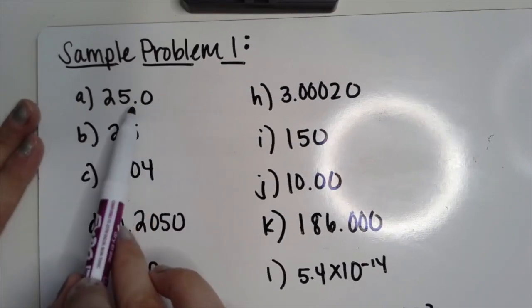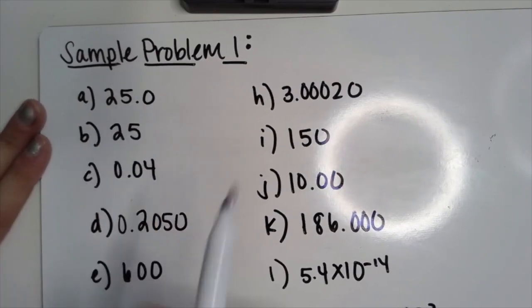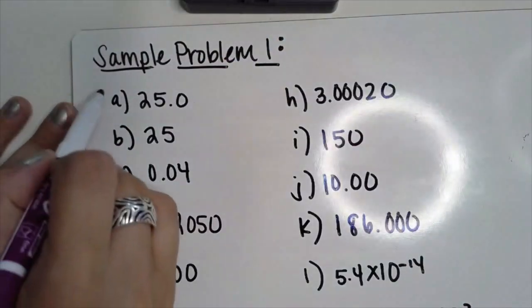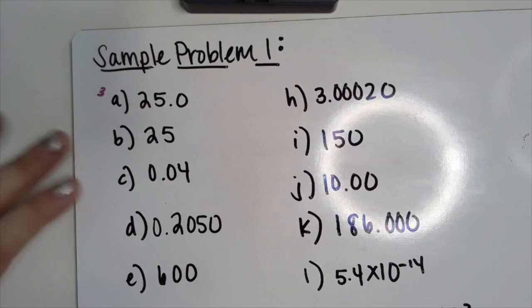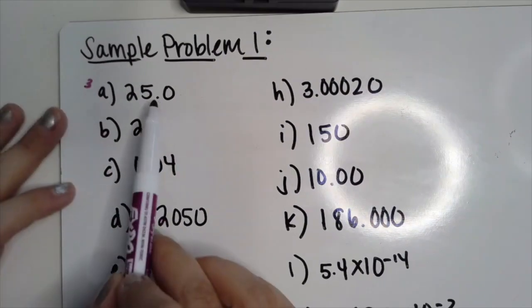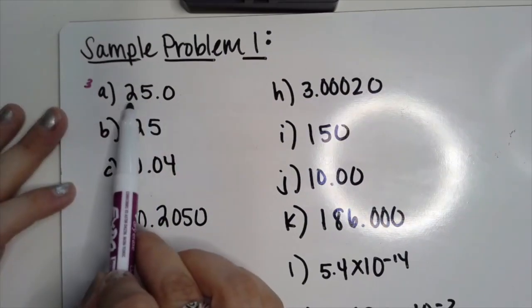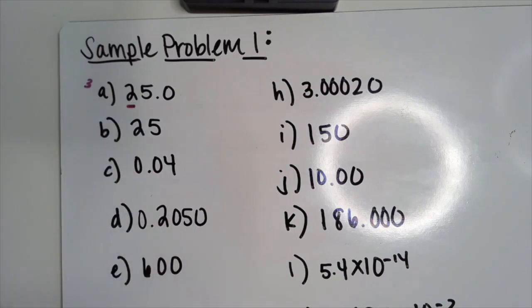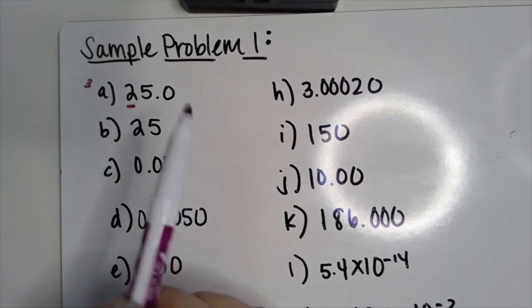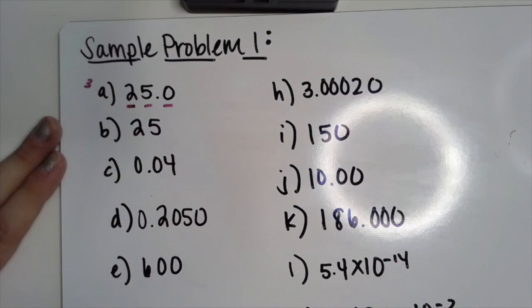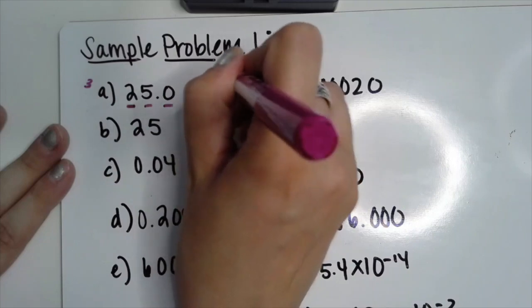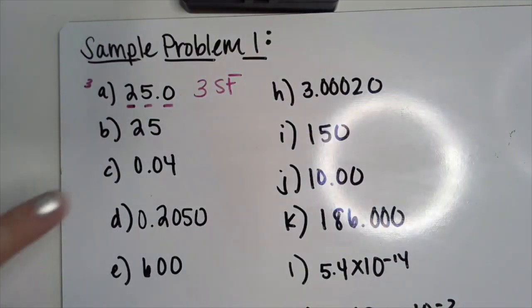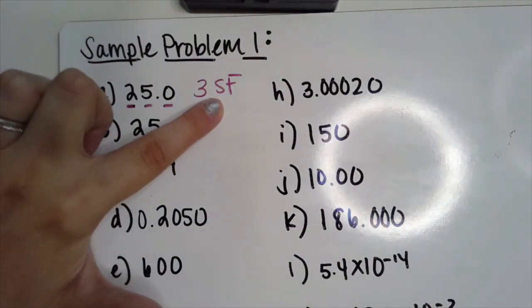Notice there's a decimal point in this number, so we're going to have to look at rule 3. I'll just put the 3 up there so you know which rule to look at. So my first number that's not a 0 is the 2. And therefore, every number after that is considered significant. So this first number has 3 sig figs. You'll see me represent sig figs a lot with SF.